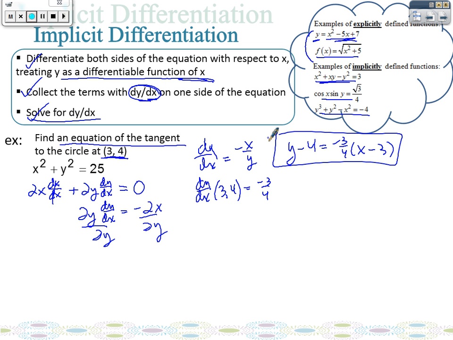And we got it. Okay? So that's a real basic implicit differentiation. I started with a basic one so you could see what it was all about. All right, are there any questions on that one? Okay, we have one more. Well, let's go to that one.